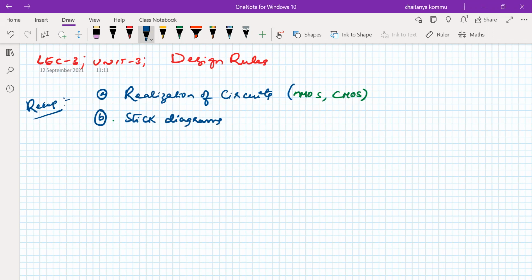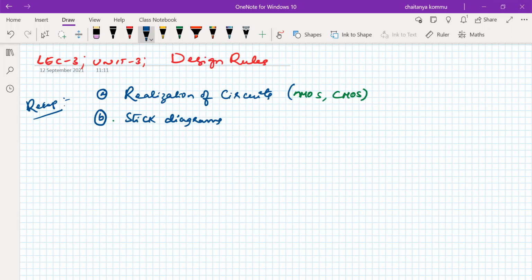So what we have seen in the realization of the circuits: whenever we have an idea, that idea is implemented with the help of NMOS transistors, symbolic representation of NMOS transistors, and CMOS orientation as well. Okay, then if you want to lay down your circuit in a silicon wafer or silicon chip, we have to follow some concepts, which we are going to talk about.